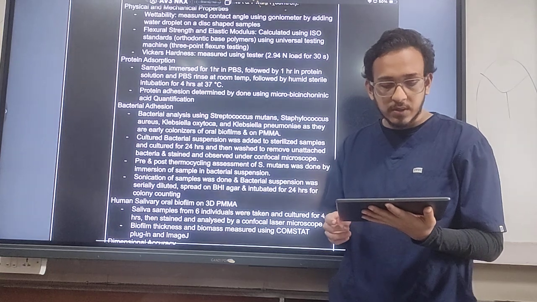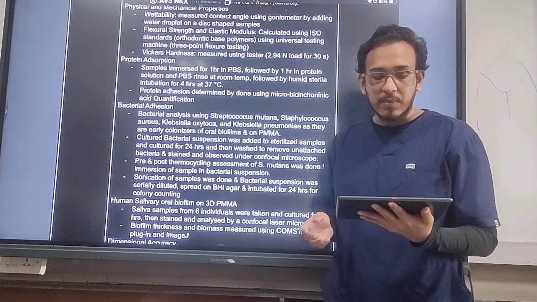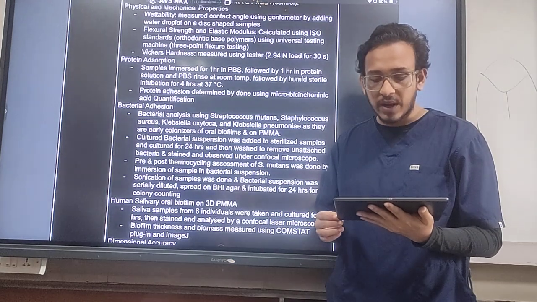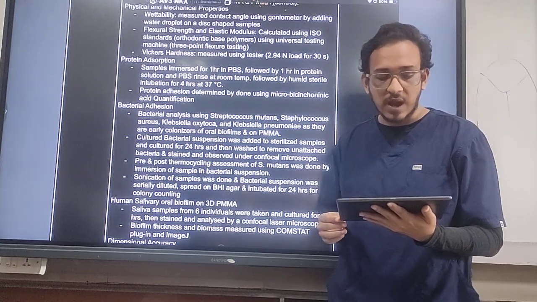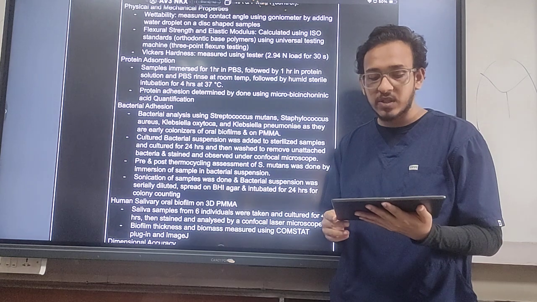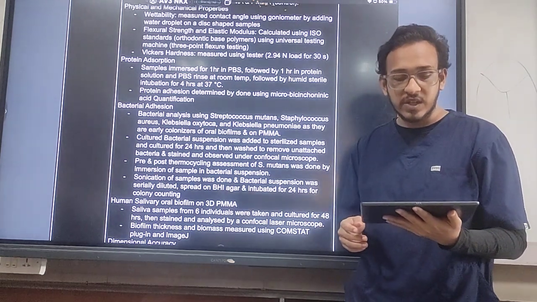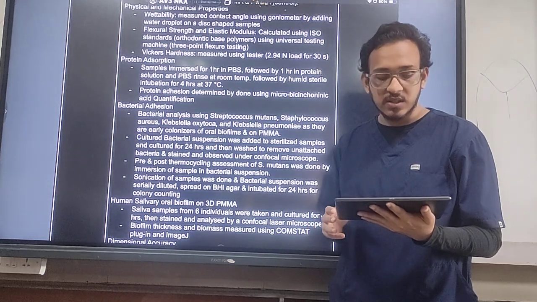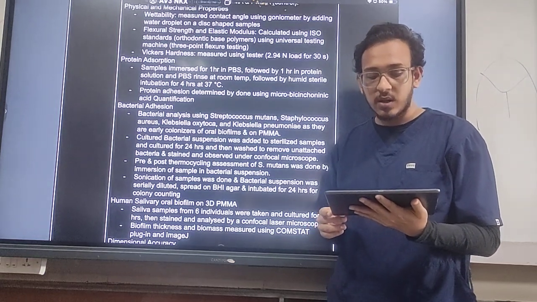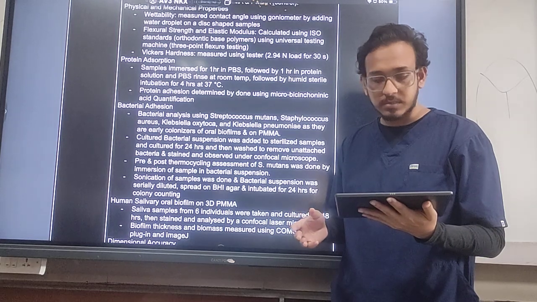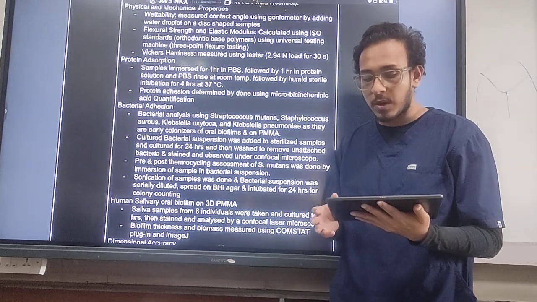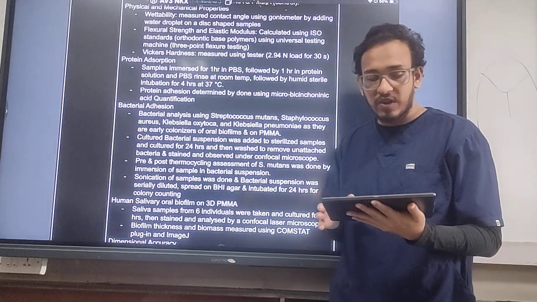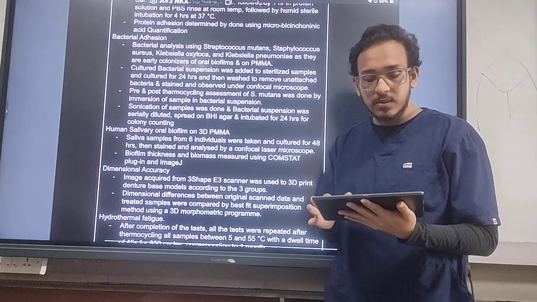For protein absorption, samples were immersed in PBS for 1 hour, followed by 1 hour in protein solution and PBS rinse at room temperature, followed by humid sterile incubation for 4 hours at 37 degrees Celsius. Protein adhesion was determined by using biofilm-related acid modification.